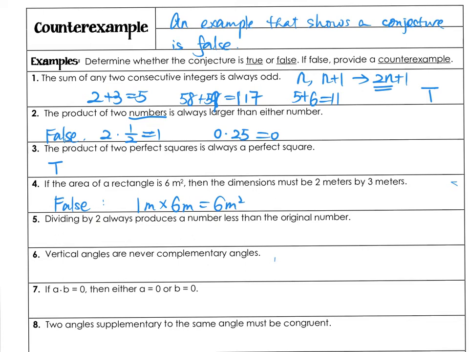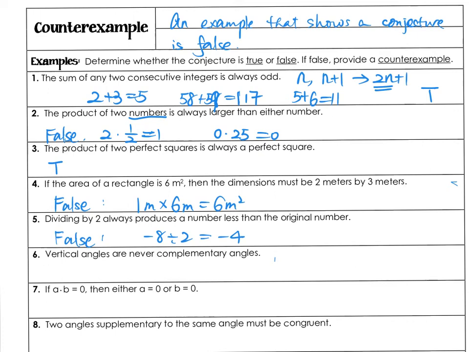Number 5, dividing by 2 always produces a number less than the original number. So number 5 is also false. Counterexample, I would do negative 8 divided by 2 equals negative 4, right?